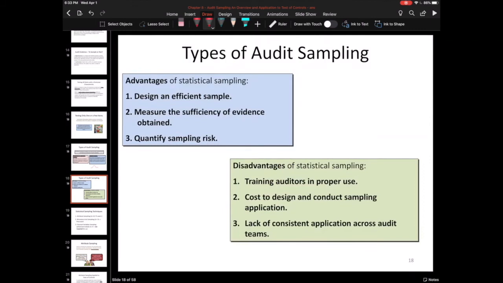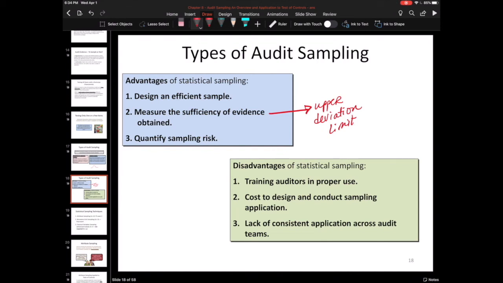So advantages of statistical sampling are, in theory, I might be able to have a more efficient sample size. And we'll see more about this later on when we're looking at formulas for sample size. You can measure the sufficiency of evidence obtained. What this refers to is that when you do statistical sampling, you can calculate an upper deviation limit. And I'm not expecting you to know what that is right now, but by the time we get to the end of the lecture, you will know what this means.